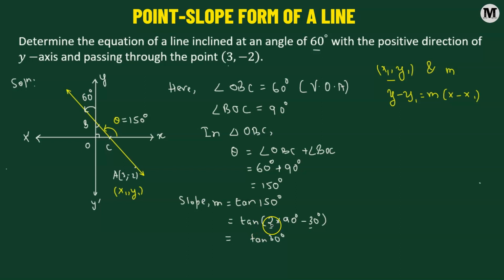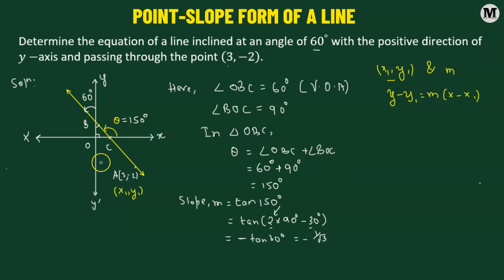Now because 2 times 90 degrees, as indicated by the number 2, tells us that we are in the second quadrant. Here the tangent function has to be negative. Now we have negative tangent of 30 degrees. So our slope comes out to be negative times tangent of 30, which has a value 1 over square root of 3. So we have obtained the slope of the particular line.